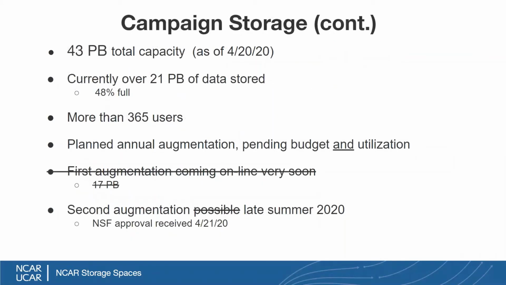This slide was just updated about 30 minutes ago for everybody's information. As of yesterday, literally yesterday, the total capacity of campaign storage is 43 petabytes. Users are currently using over 21 petabytes of data, so we're at about 48% full. We have more than 365 active individual users on the system.